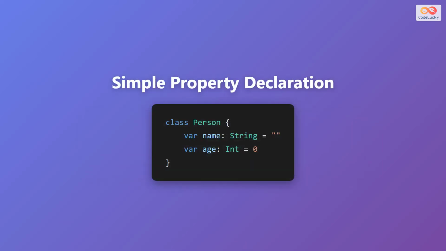Here's how you declare properties in Kotlin. Inside a class called Person, we have two properties, name and age. The keyword var indicates these are mutable properties. Name is of type String and initialized to an empty string. Age is of type Int and initialized to 0. Notice how simple and concise this syntax is compared to traditional field declarations.